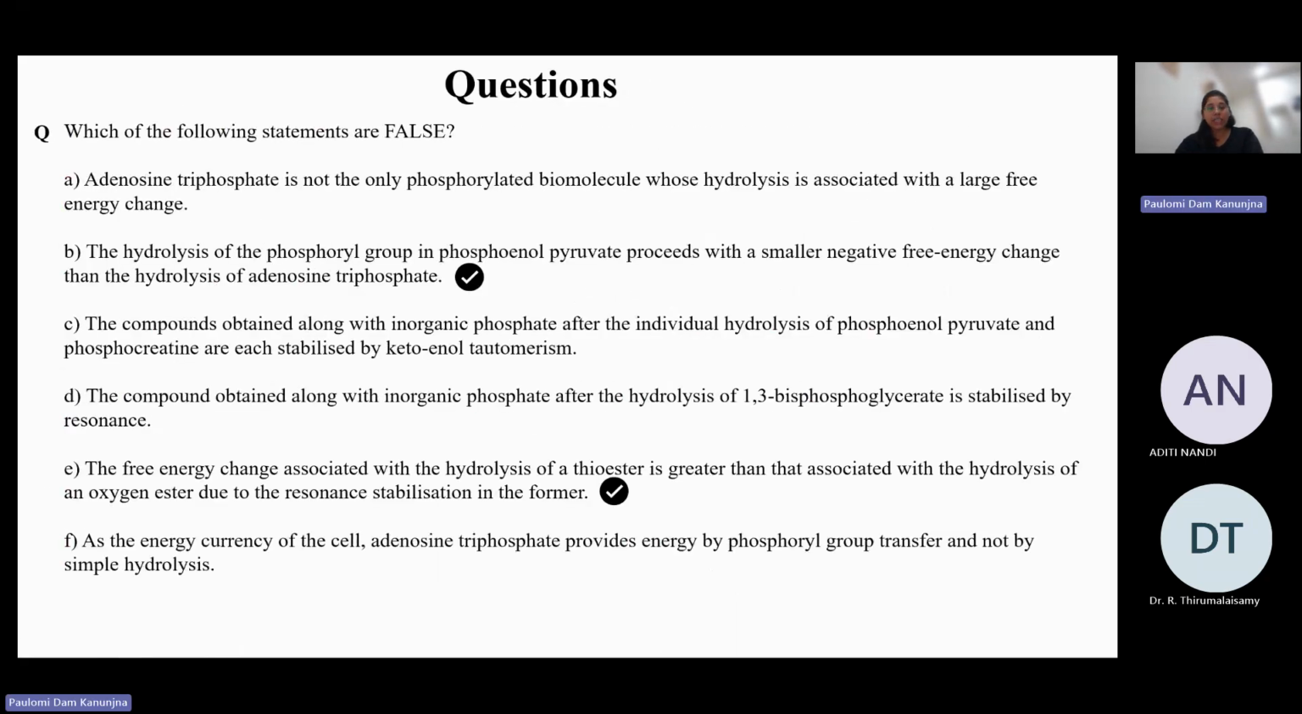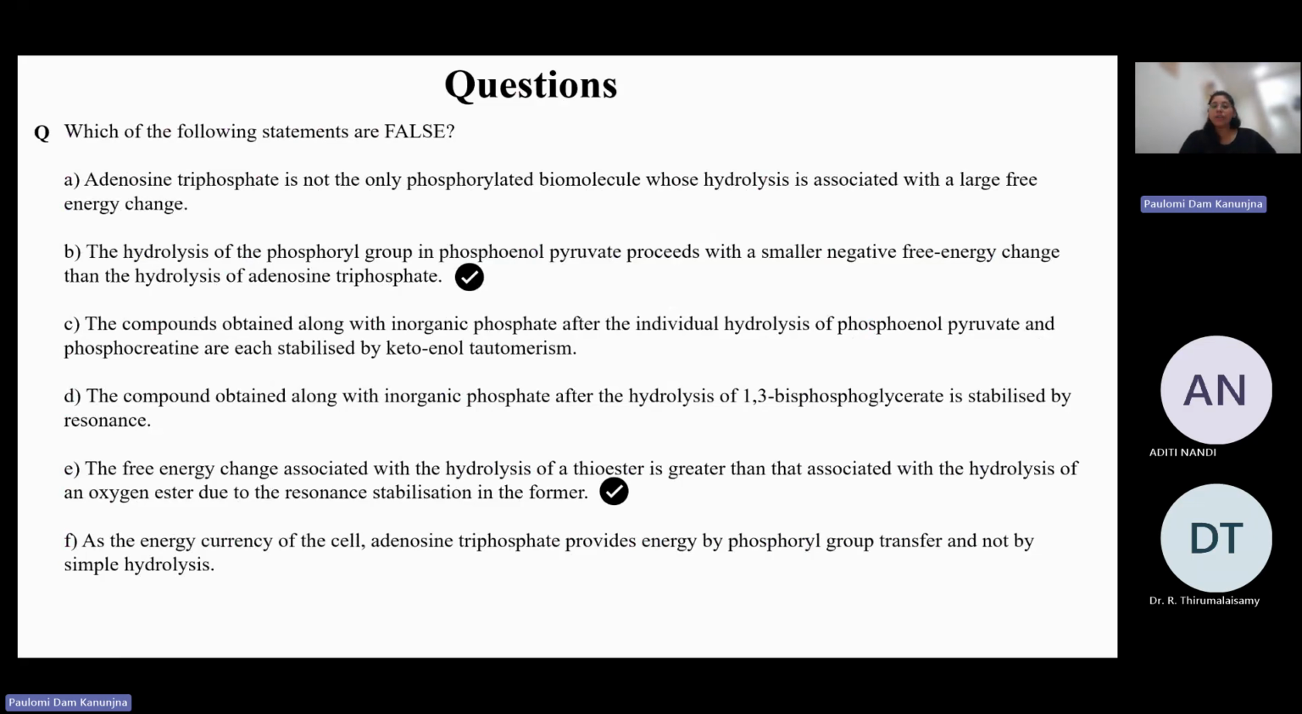And E is incorrect. The free energy change associated with the hydrolysis of thioester is greater than that of oxygen ester due to resonance of the former. That is incorrect because oxygen esters are more stable due to resonance, right? So oxygen esters have more stabilization because of resonance. Thioesters lack resonance, and that's why they break down. They release this free energy when they break down. They are not stable anyway. It's oxygen esters which are more stable.